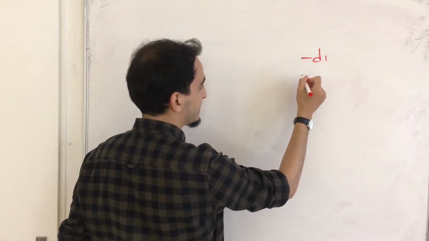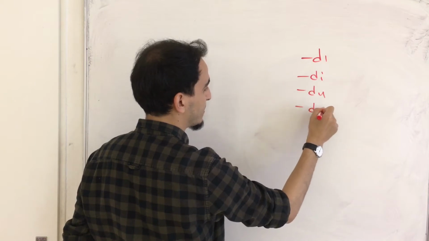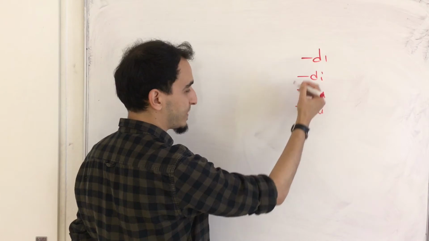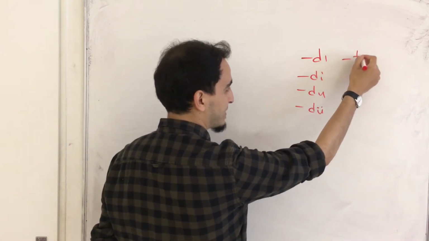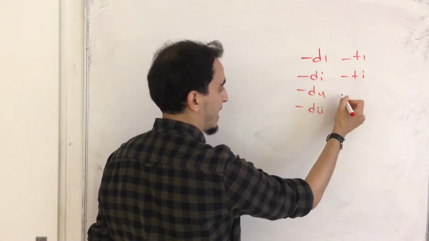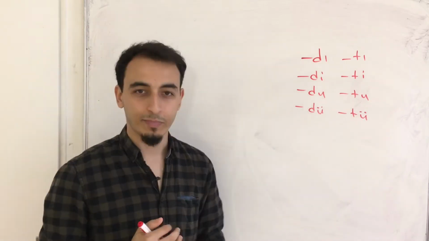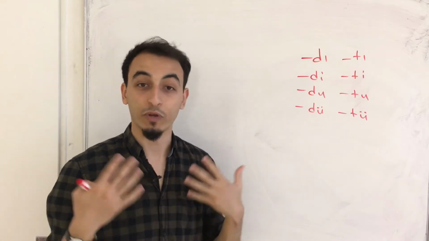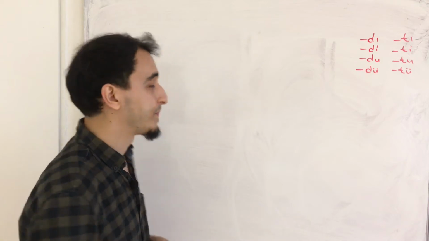Di, dı, du, dü. And if you see a suffix beginning with d, you will always expect another form with t, remember? So we have these forms too: ti, tı, tu, tü. It's simply with these tense suffixes and let's see how it works. Evet, let's see an example with the verb görmek.